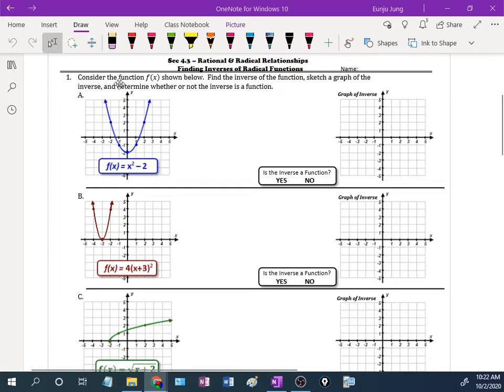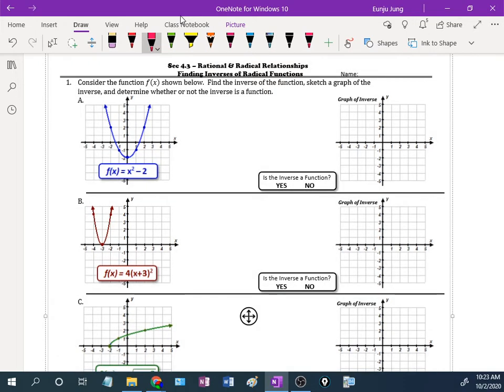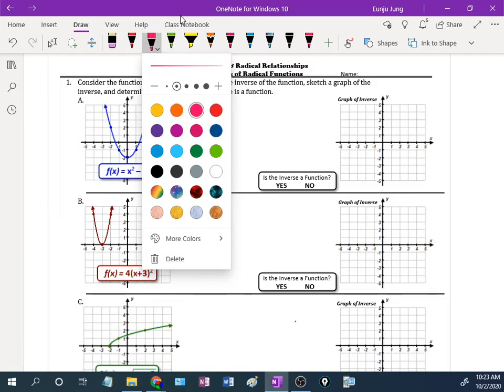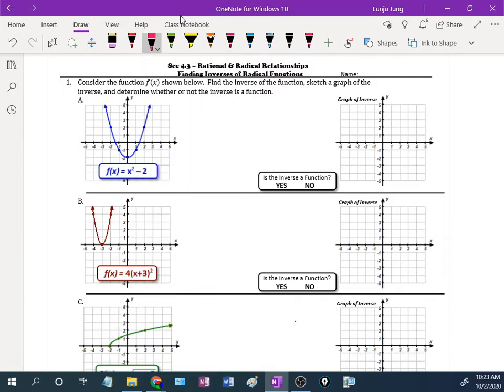Okay, consider the function given and find the inverse of the function and sketch the function and the inverse function and determine whether or not the inverse is a function. So we are going to use vertical line test to say yes or no for the function or not. So let's start. So it's same kind of a thing.